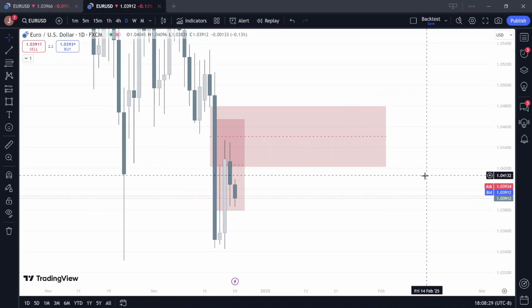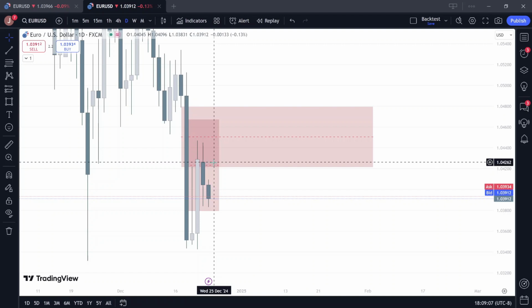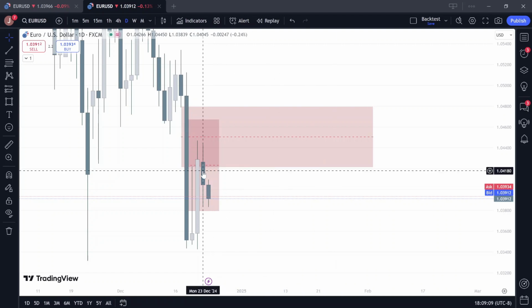Hello everyone, welcome back. Today I'm going to be talking about how you can use external range liquidity or external move and internal range liquidity or internal move to increase your precision and accuracy in trades. So let's just start on the daily time frame. Let's just pretend we can't see these two candles, so we can only see up to Friday the 20th.